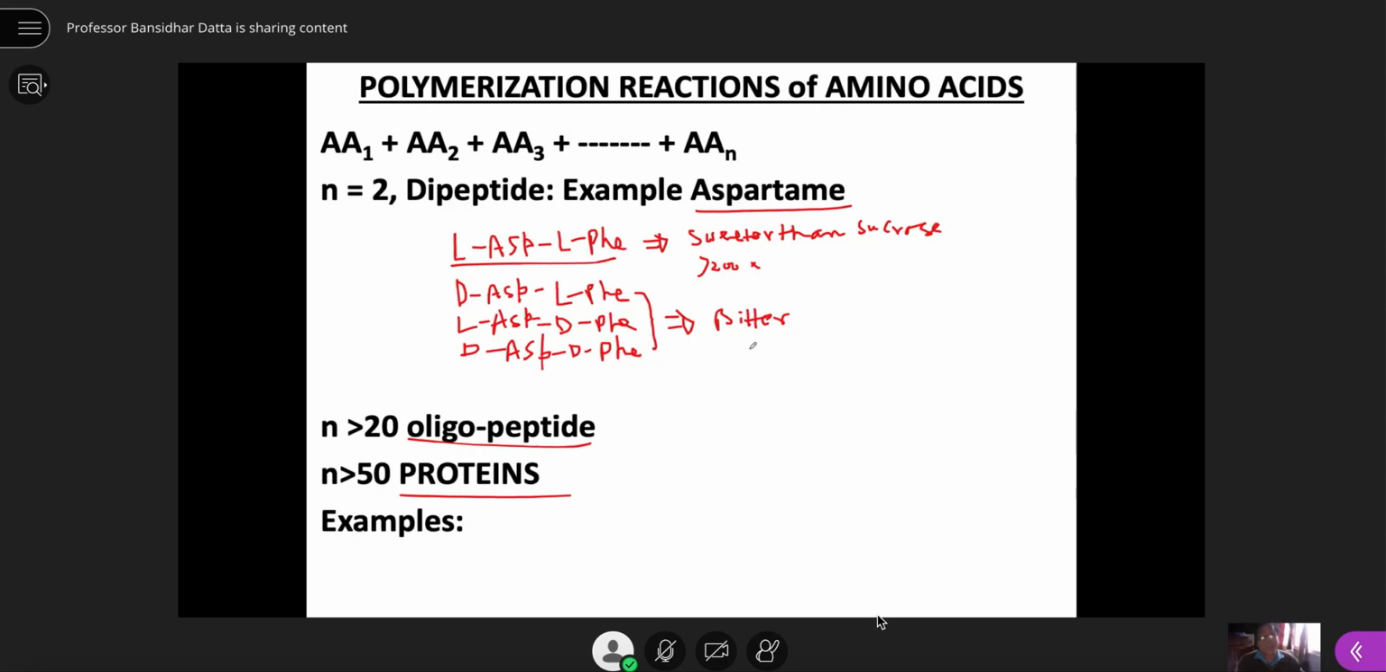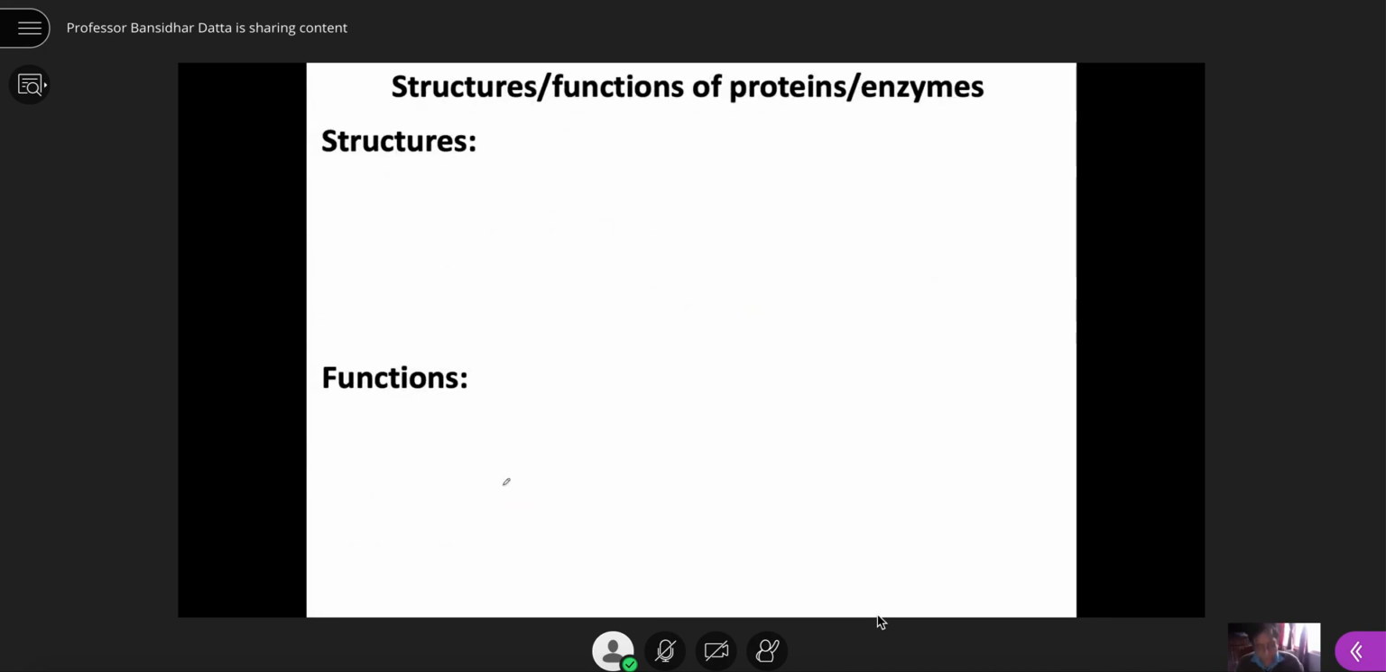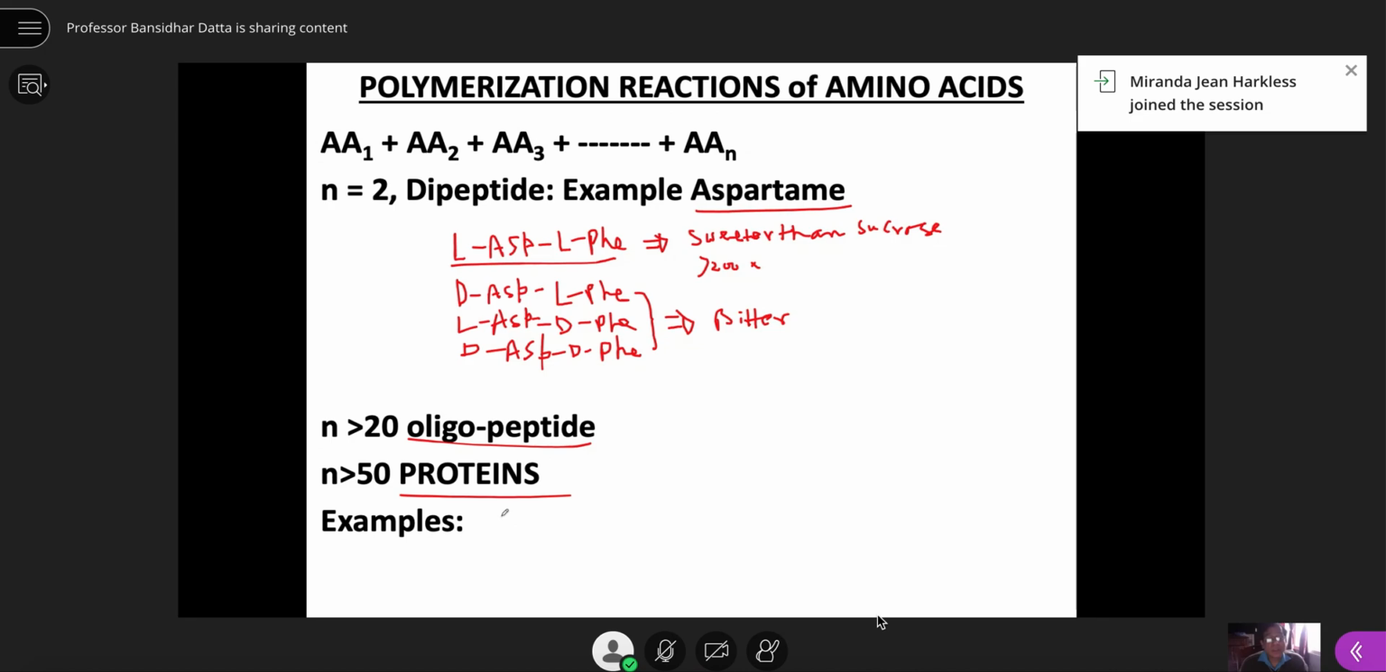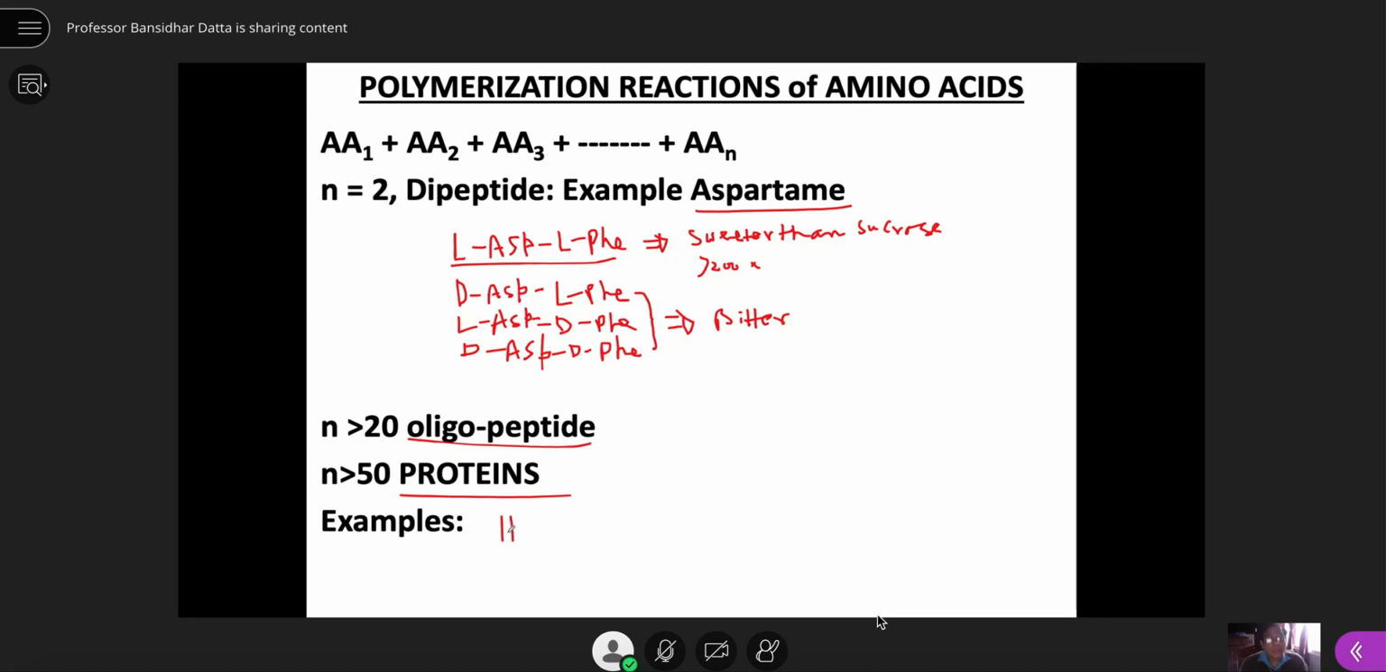So our tongue has been adjusted to this configuration alone, and therefore the configuration of the amino acids means a lot when they combine. Always L, right? Now, as I said, greater than 50 are proteins. And examples are of enormous detail. An example of proteins would be, yes, hemoglobin, right? HB stands for hemoglobin.